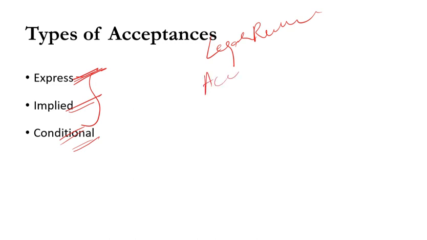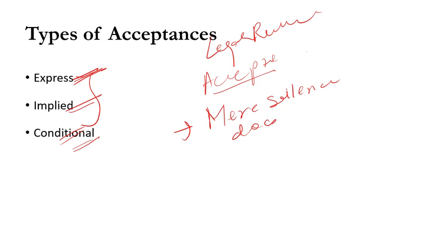So the acceptance has to be communicated once done. It has to be communicated to the promisor, the person who made the offer in the first place. And mere silence, and this is one fact that you need to always keep in mind, mere silence does not amount to acceptance.